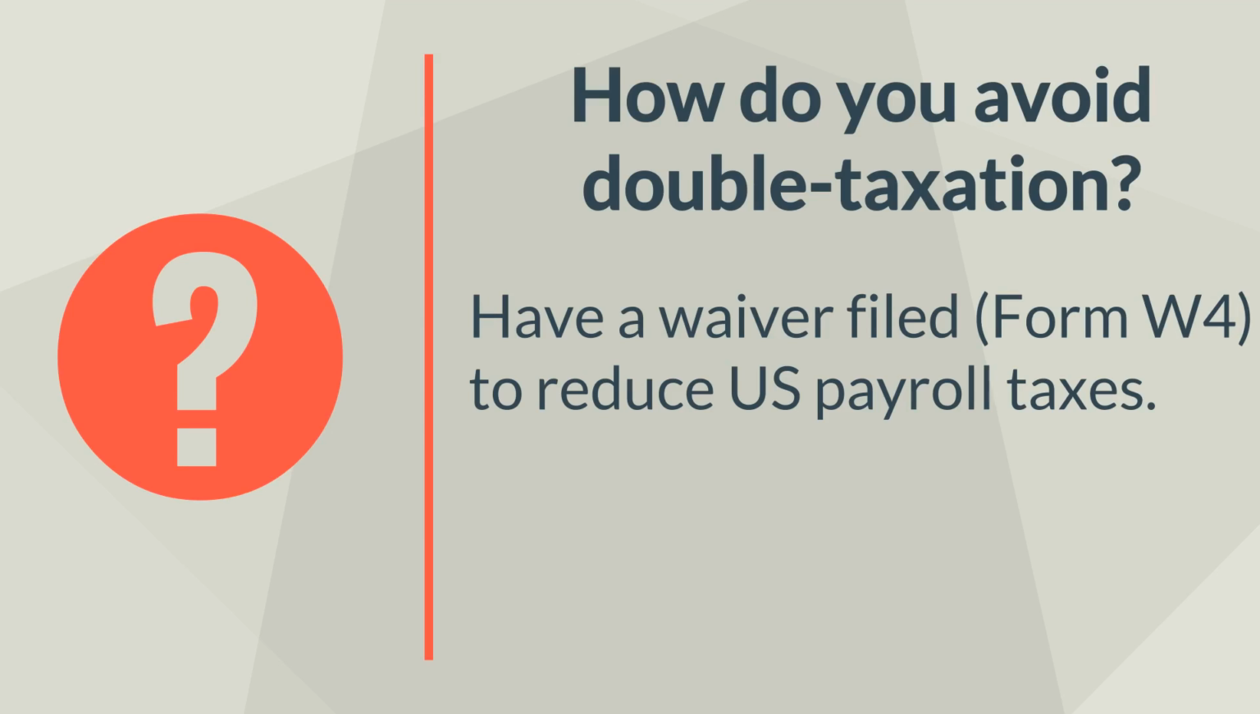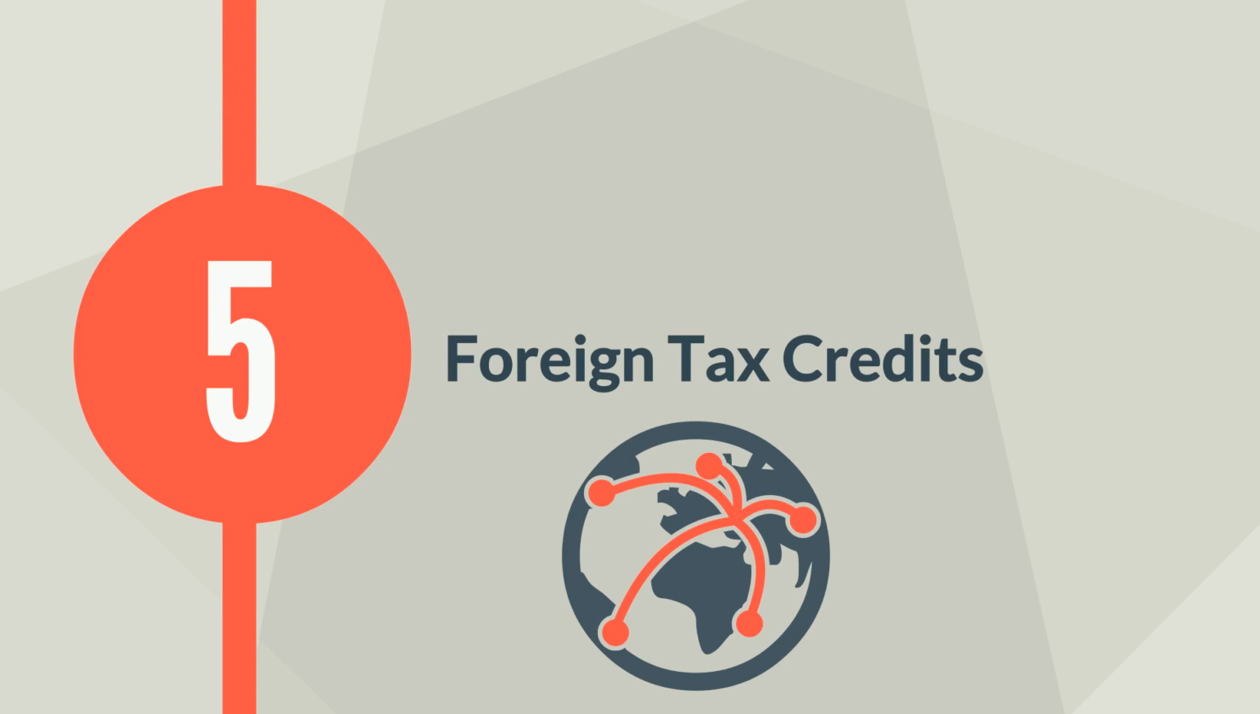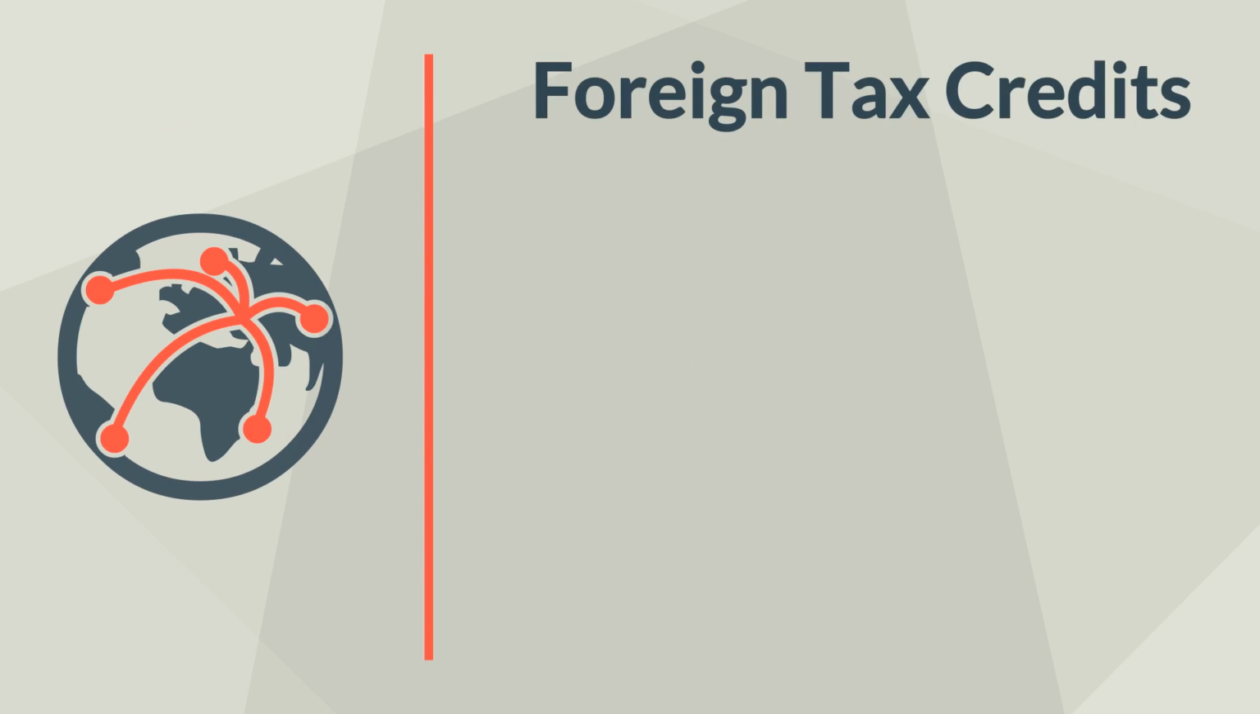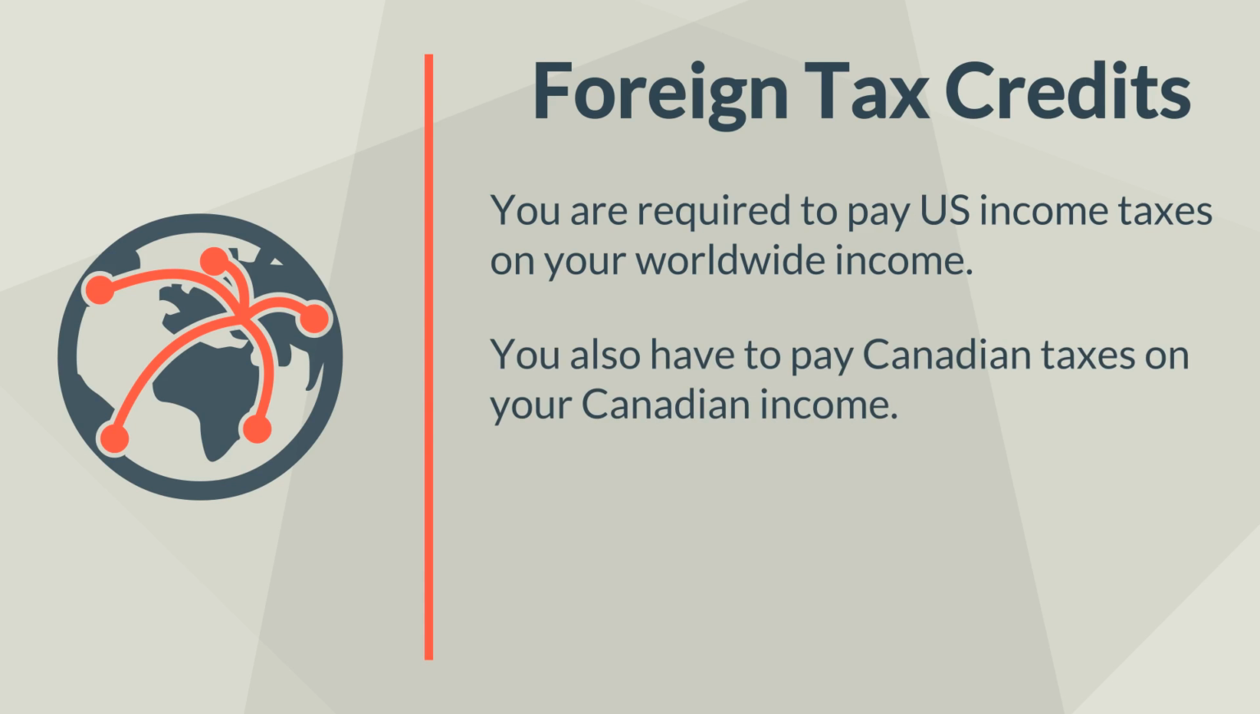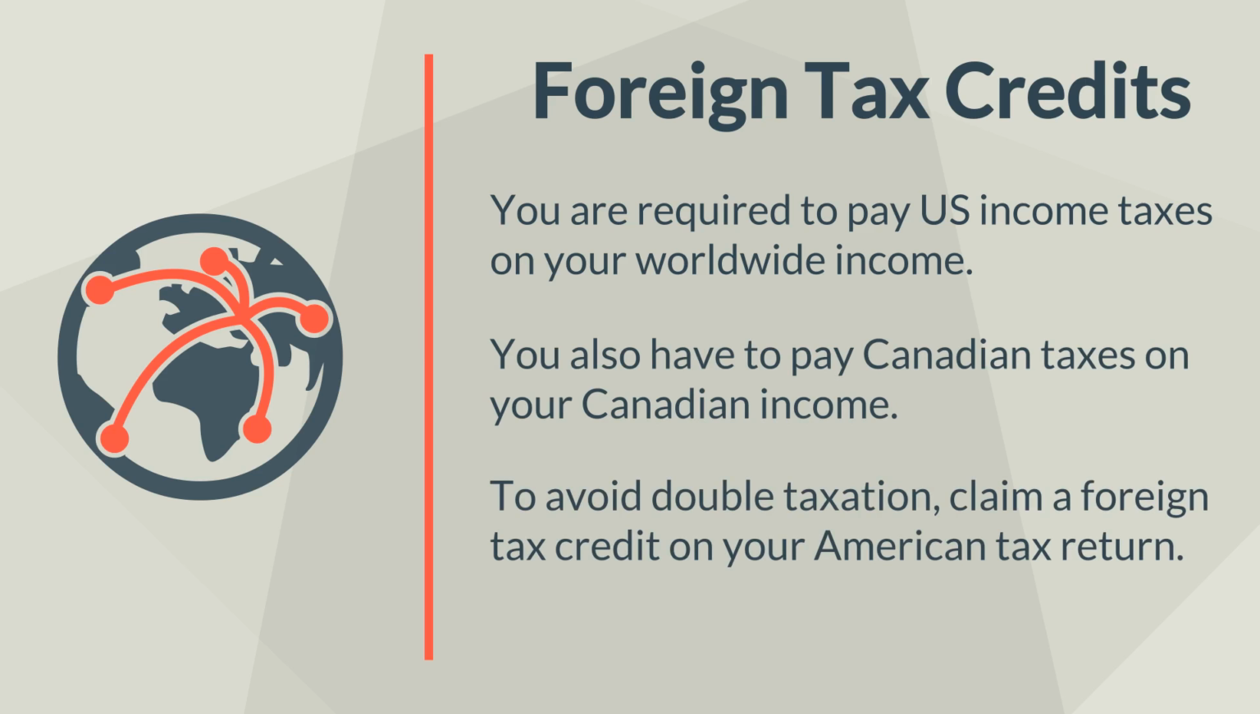Number 5, foreign tax credits. As a U.S. citizen or green card holder, you are required to pay U.S. income taxes on your worldwide income. At the same time, you have to pay Canadian taxes on your Canadian employment income. To avoid double taxation, claim a foreign tax credit on your American tax return.